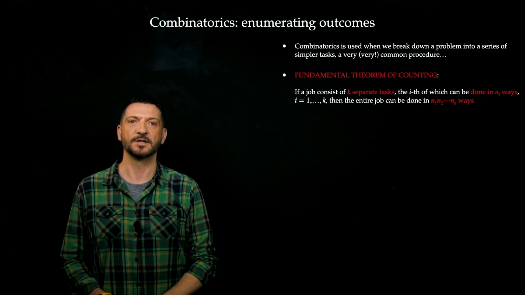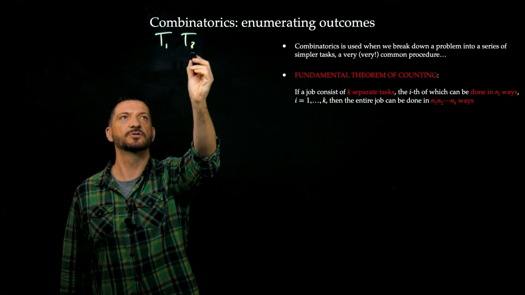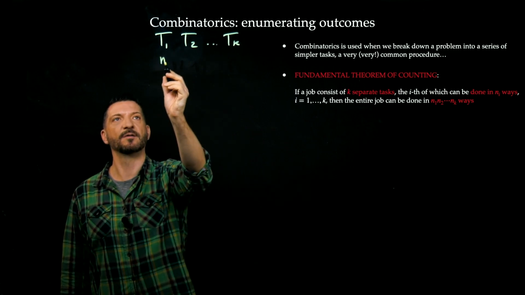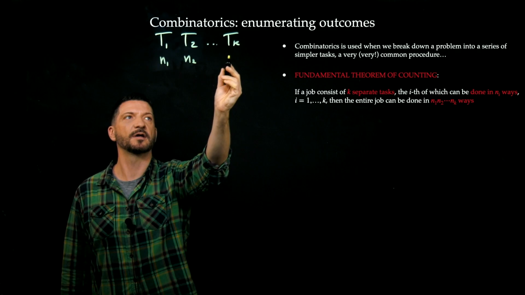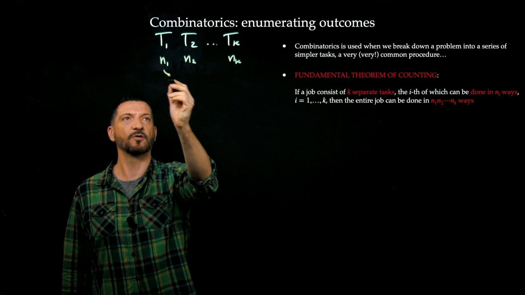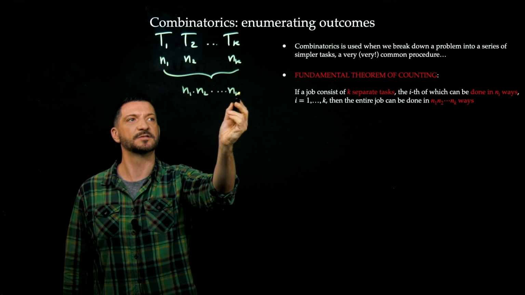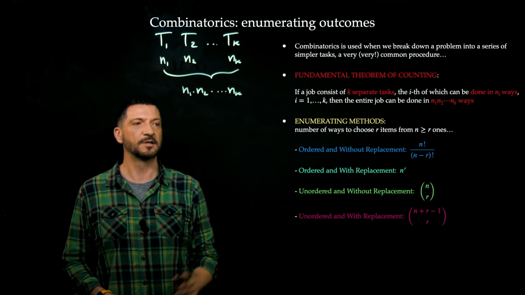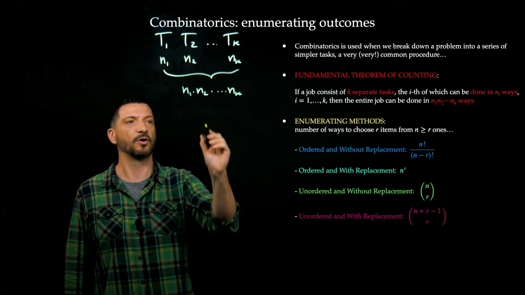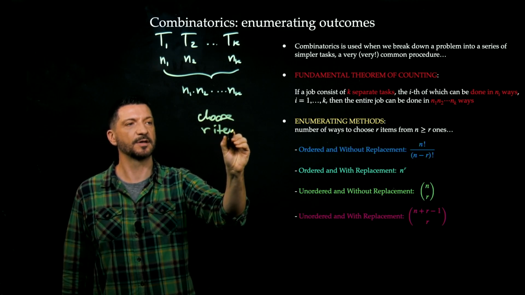The theorem says that if we have a job that can be performed in T1, T2, ..., Tk separate tasks, and each one of them can be performed in n1, n2, ..., nk ways, then the entire job can be performed in the product of n1, n2, ..., nk ways. We have immediately used the fundamental theorem of counting in order to enumerate the number of ways in which we can choose r items among n items.